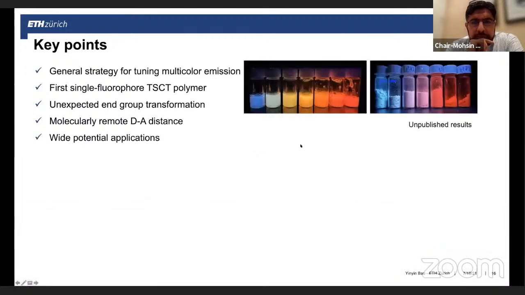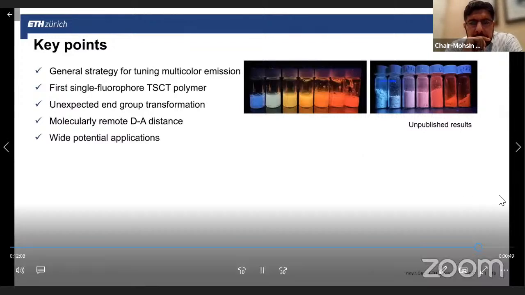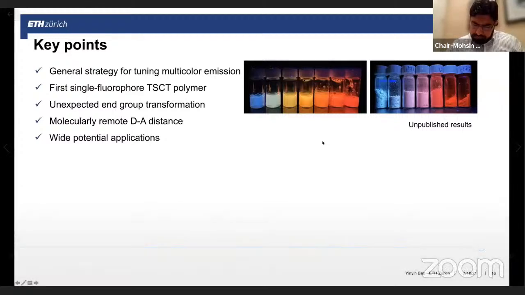And recently, we found that this strategy can be used to expand the tunability, expanding the emission color from blue to red and even the near-infrared region.